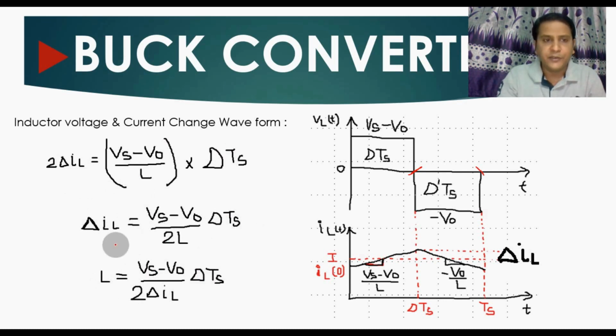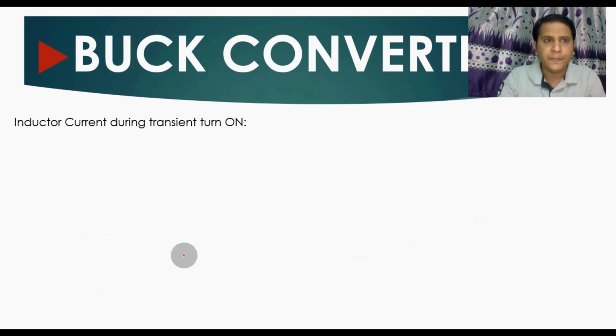By using this formula, if you know the allowable ripple current of your inductor, you can find the value of your inductor. While if you know the inductance value, you can find the ripple inductor current. So by using this formula, you can find both the inductor value and the ripple inductor current. This is a very important formula to understand how it governs. And now let us understand inductor current during transient turn on time.